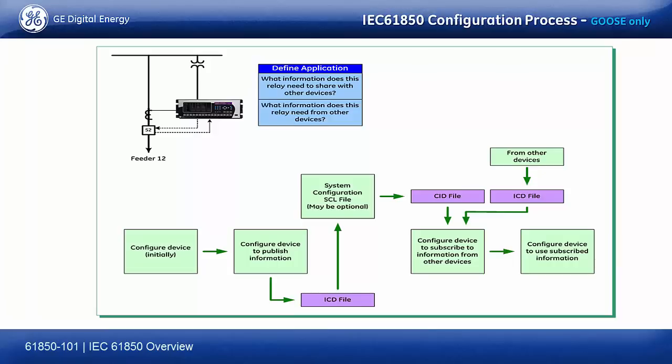I can produce these files, and my ICD file that comes out of this relay is partially configured for 61850 because I've set the GOOSE publishing it's going to do out. And then in my next relay, I can use this ICD file as an input into this device to help configure the device. I'm going to describe these datasets from these messages and just configure it on a device by device basis.